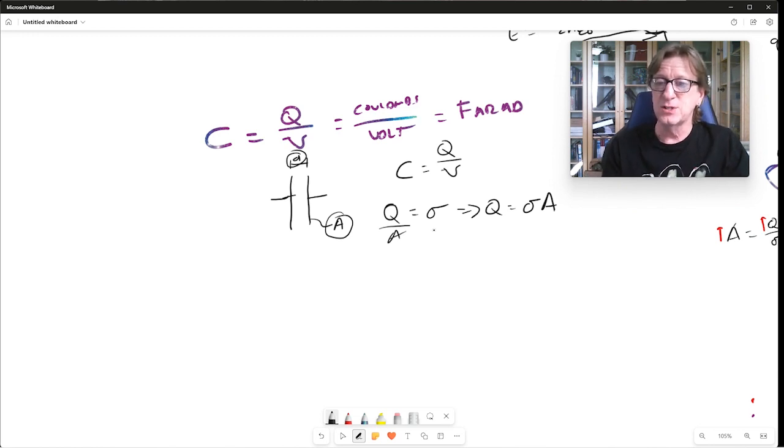The total charge is going to be the charge density times the area for here. So I'm going to substitute that back up in there. So let's put this over here. So C then is going to equal sigma A over V.